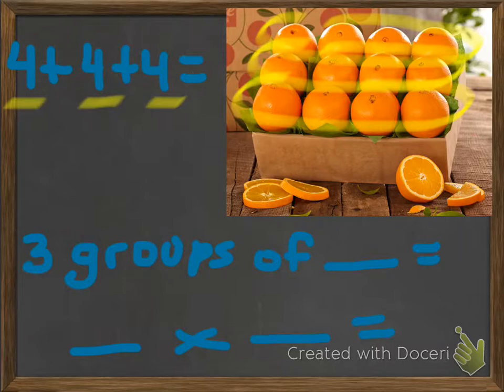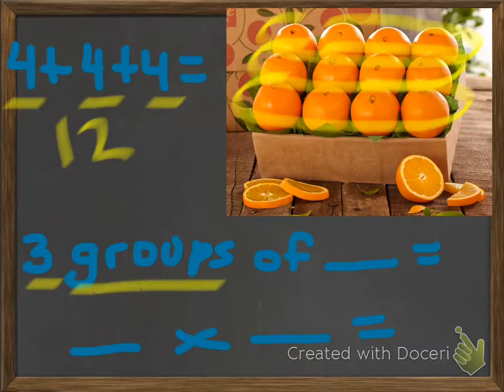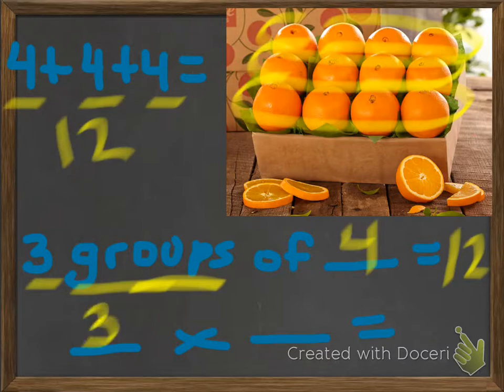So repeated addition, we have 4 plus 4 plus 4, you get 12. So another way of wording it is you have 3 groups of 4, which still equals 12. And then finally, you can write it down as 3 times 4 equals 12.